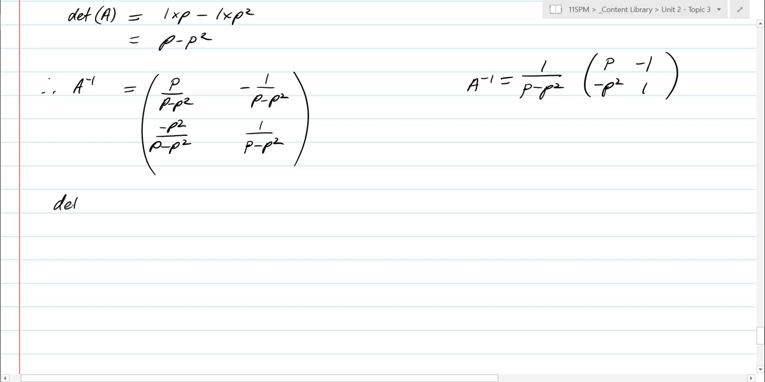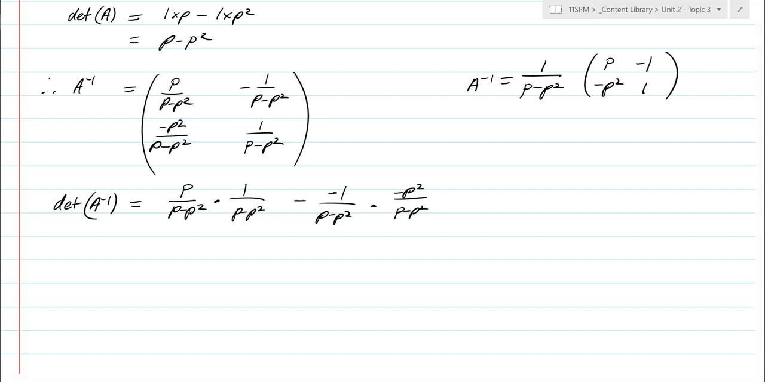Now I'm going to get my determinant of A inverse. And my determinant of A inverse is P over P minus P squared times by 1 over P minus P squared. And then I have to subtract from that negative 1 over P minus P squared times negative P squared over P minus P squared. So this has worked out nicely because my denominator is going to stay the same. But actually, had I simplified these first two, my denominators would also stay the same. So I'm expecting here I'll be able to do some cancelling at some point as well. But I'm just going to carry on with it like this.